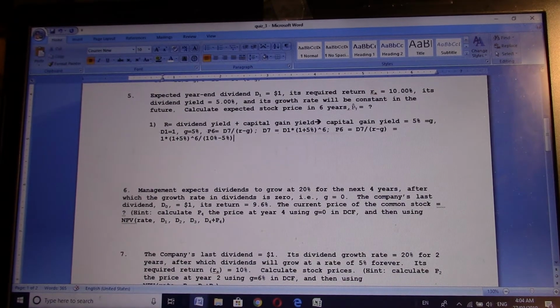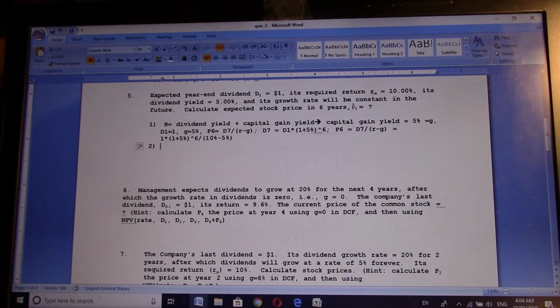This is a difficult question. It's about figuring out the stock price in 6 years. So you need to use D7 over R minus G, but G is not given. But since we know stock return equals dividend yield plus the growth rate, we can figure out the G that way. This is the first way to do that.